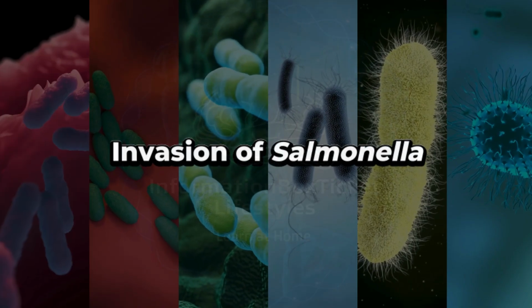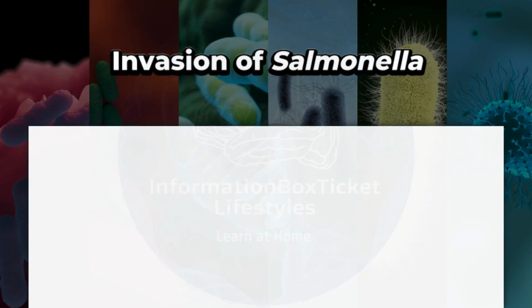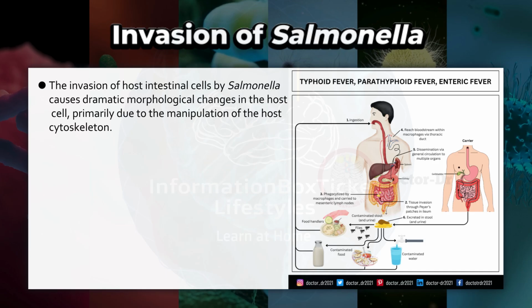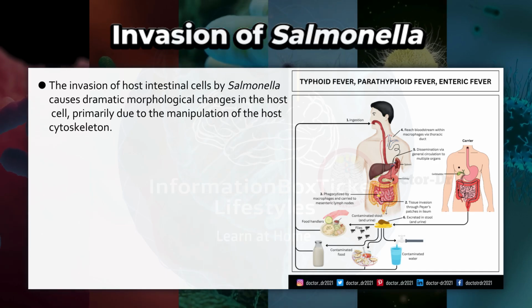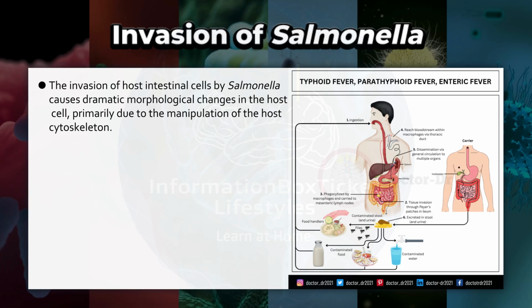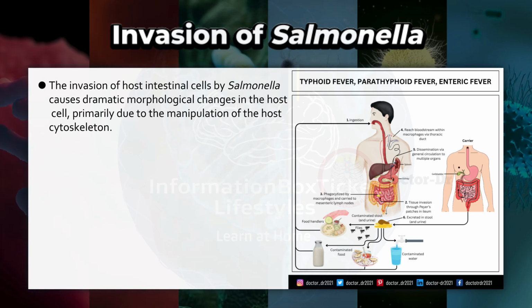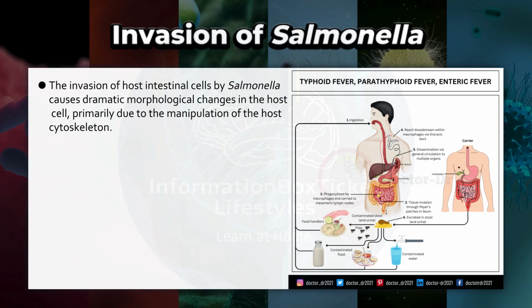Invasion of Salmonella. The invasion of host intestinal cells by Salmonella causes dramatic morphological changes in the host cell, primarily due to the manipulation of the host cytoskeleton.